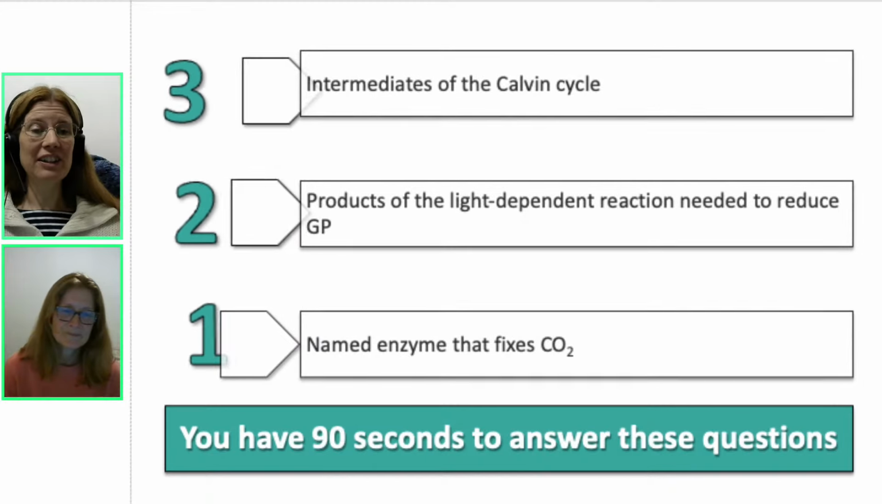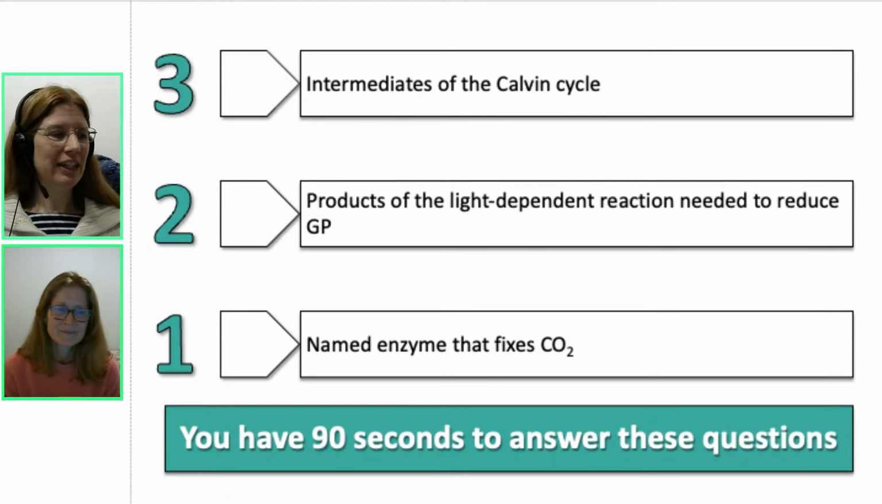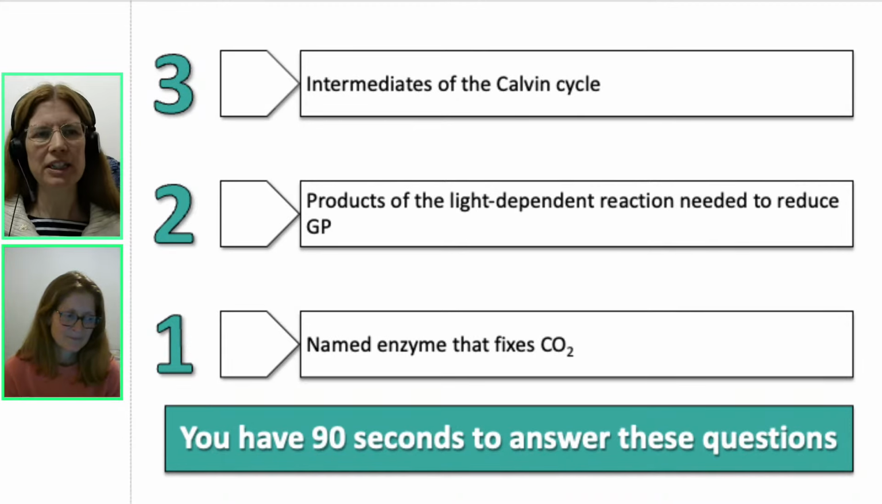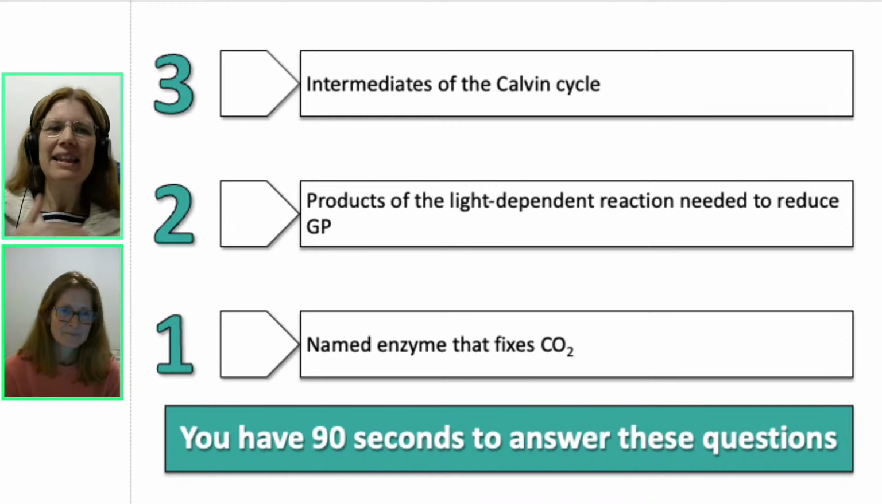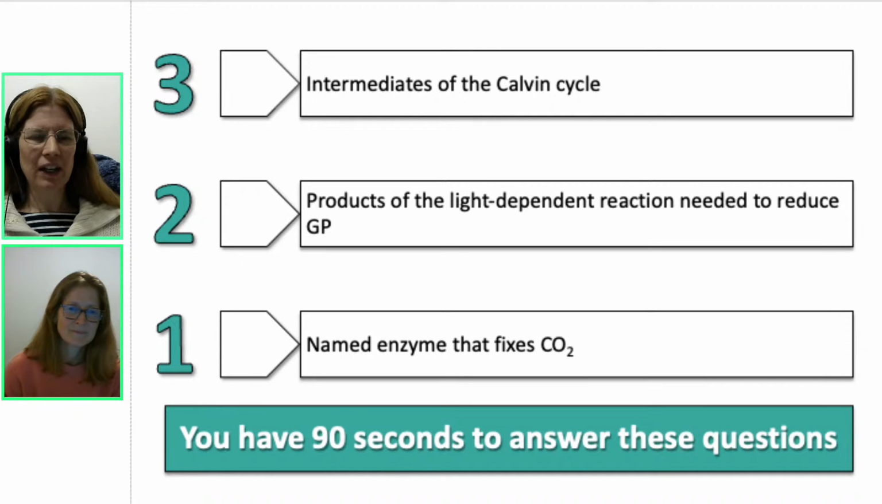Okay, so for the light independent stage, we've got a 3-2-1 for you. It's one of our favourite games. You need to find 3 intermediates of the Calvin cycle. Intermediates are the substances which are made in the actual cycle itself.